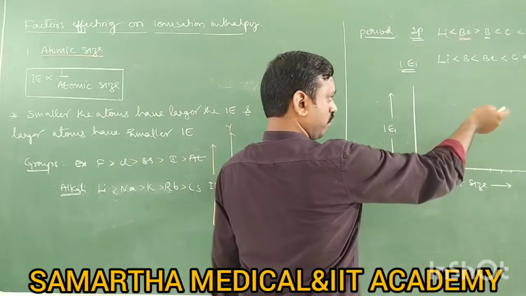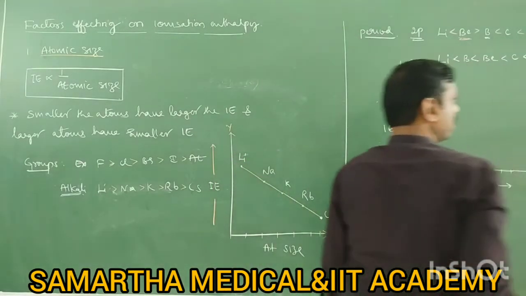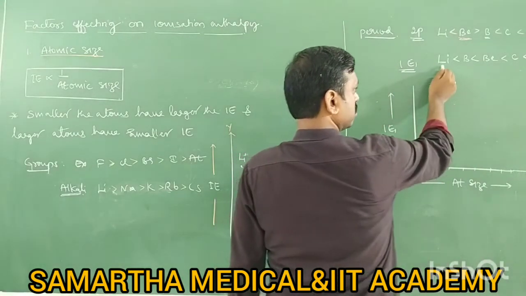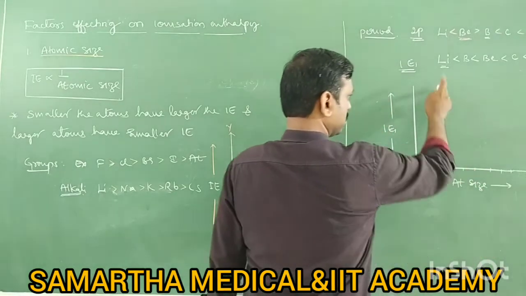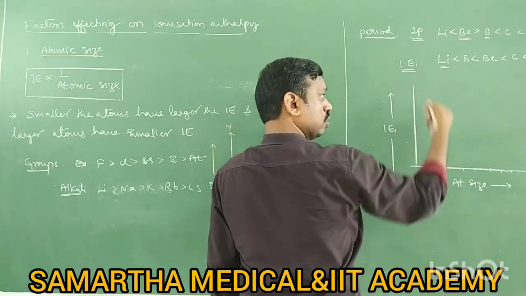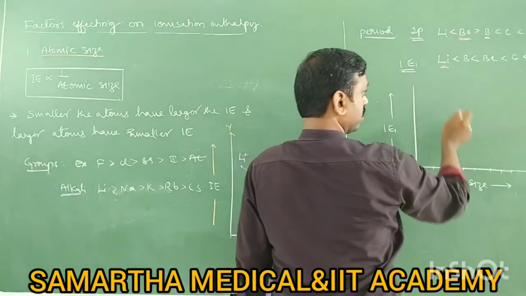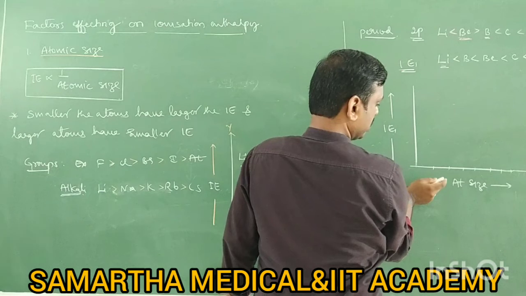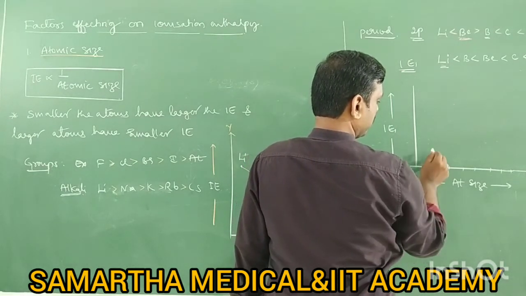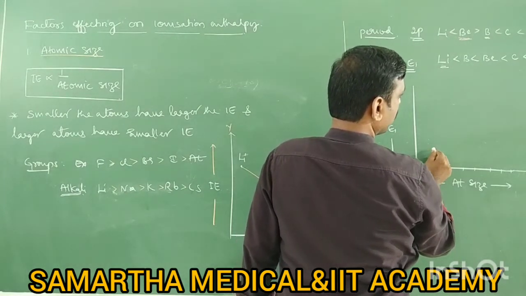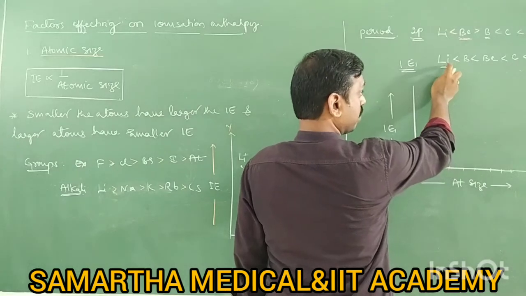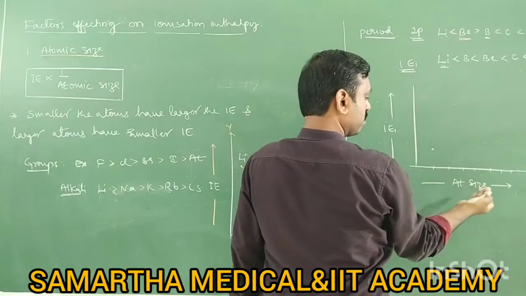Next, if you leave this neon, fluorine has the highest. Which one is least? Lithium. Lithium is least. See, lithium has low atomic size and low ionization enthalpy, right? So therefore atomic size is less for lithium, and I'll take it somewhere here. Okay, low atomic number.